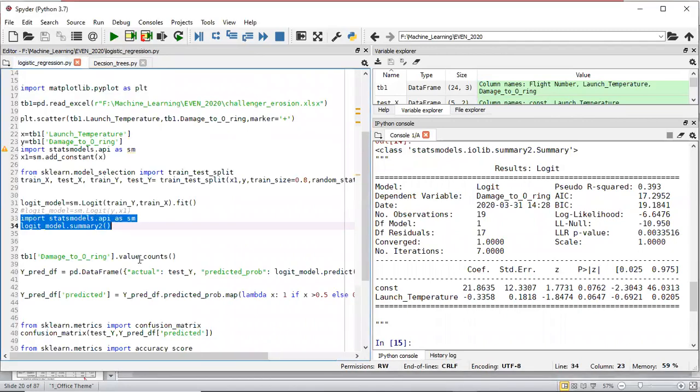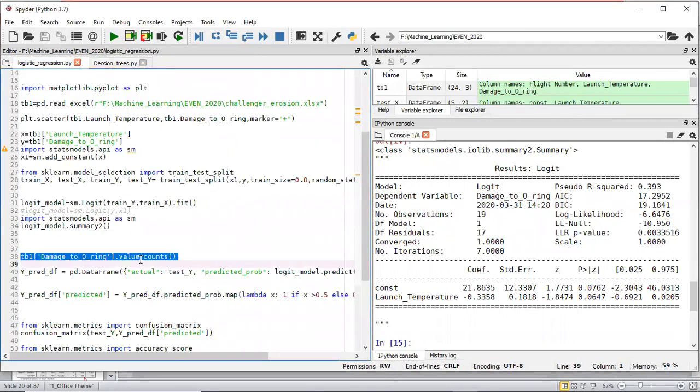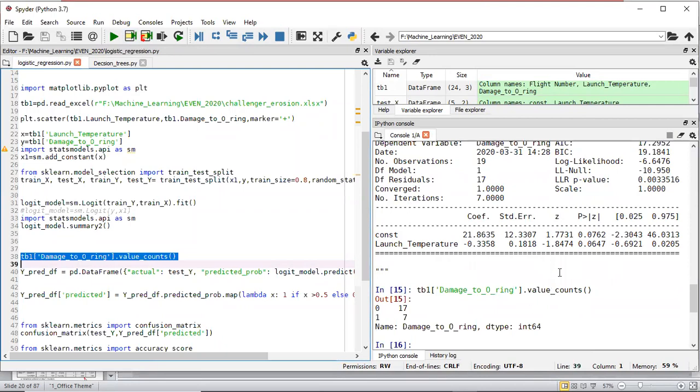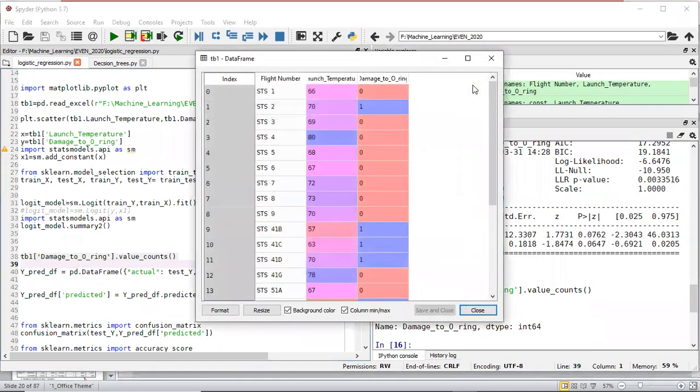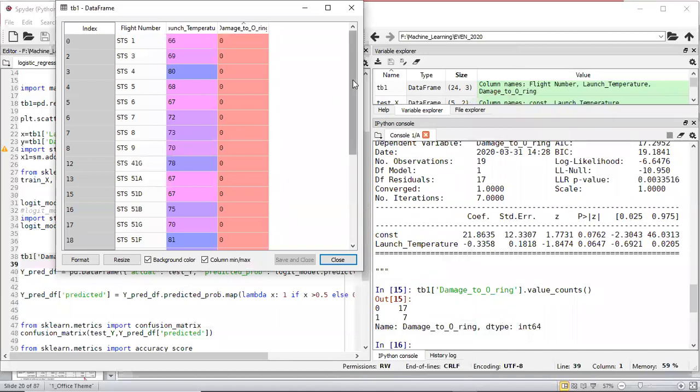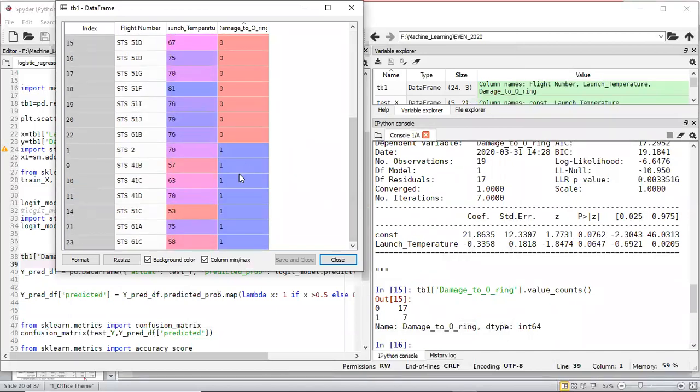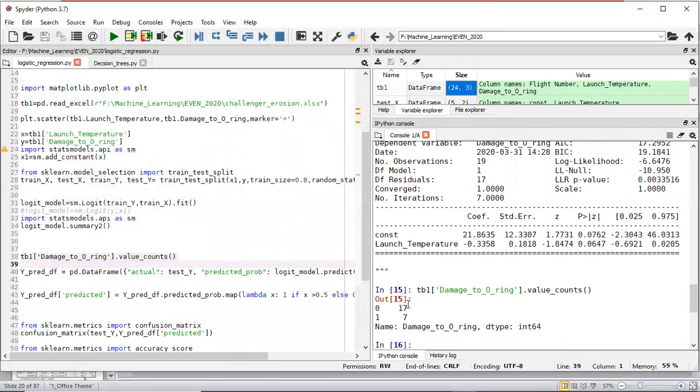So next, we are trying to find how many ones and how many zeros are there. Using this statement, dot value counts will give how many ones and how many zeros there are. If you open this data frame and count the number of ones, it should be 7. I have 1, 2, 3, 4, 5, 6, 7. Totally I have 7 ones and 17 zeros.